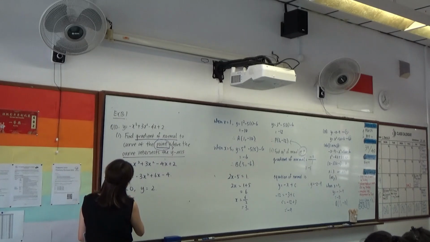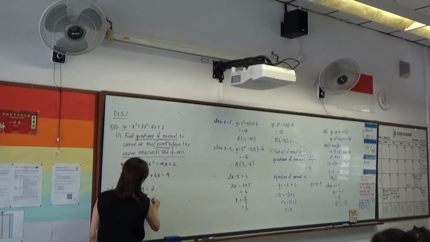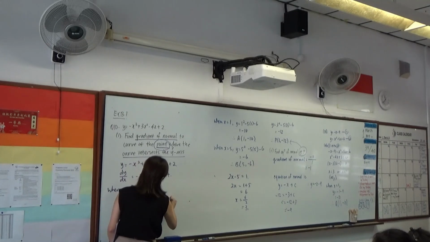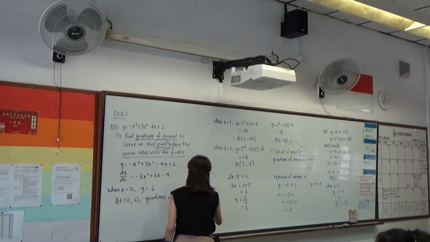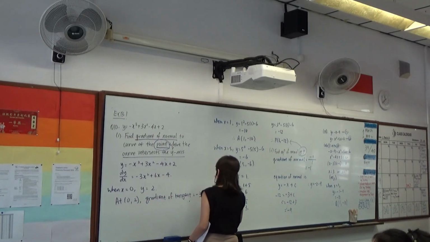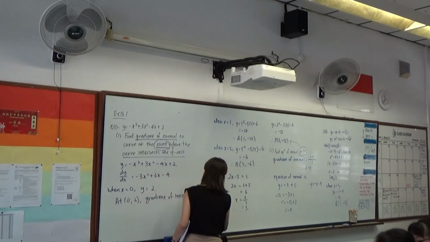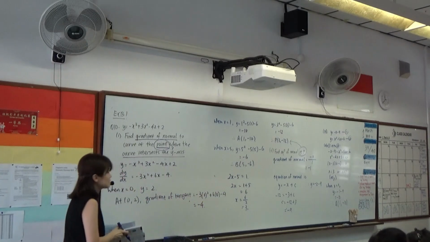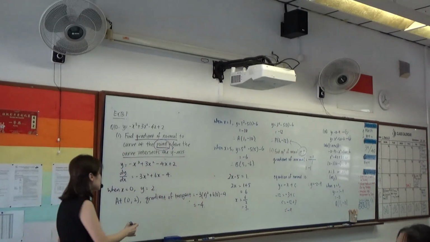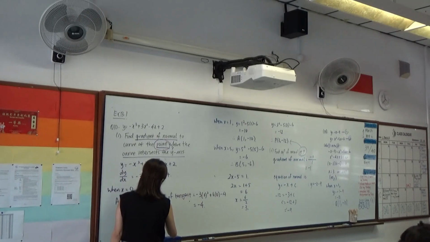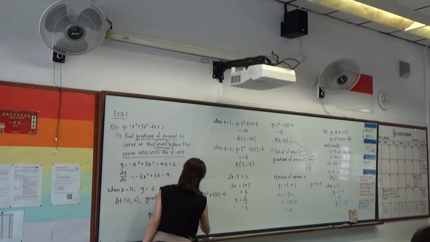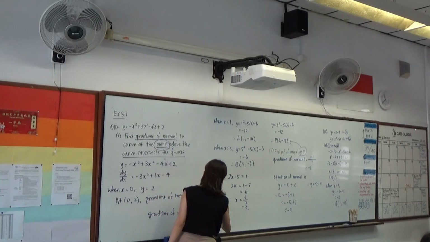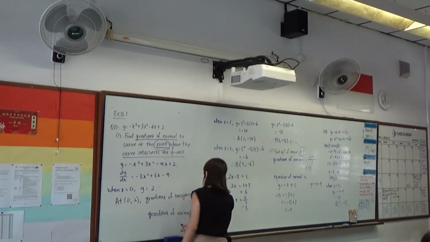So then at the point 0, 2, our gradient of tangent will be our dy over dx. That is -4. But gradient of normal will be -1 divided by -4, so that is 1/4.